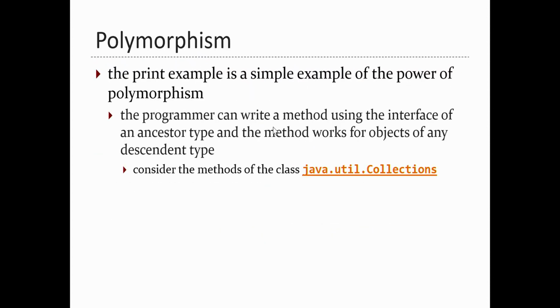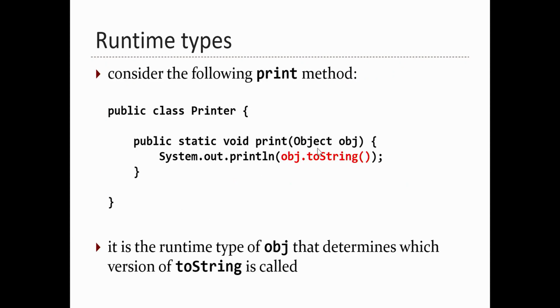So as a programmer, you can write a method using the contracts or the interface of any ancestor type, and the method should work for objects of any descendant type. In other words, I can write this print method using just the documentation for the object class. The object class says it has a toString method, so I can write that. This method is guaranteed to work, and do exactly what the object version of toString says it does, regardless of which object I pass into the method.